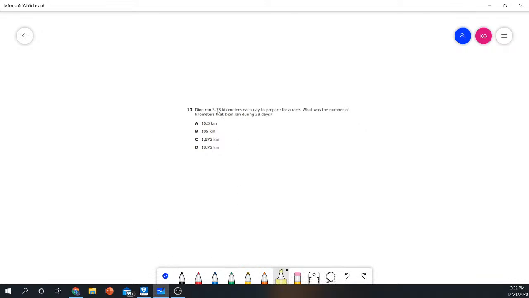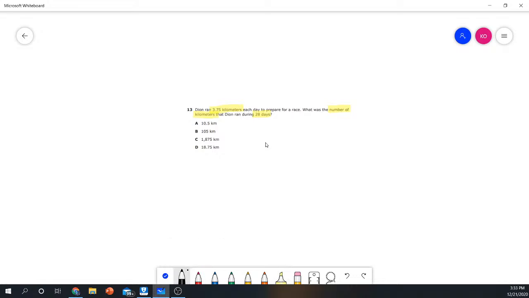So, as always, let's start reading the question. And as we read, let's highlight any key information. Dion ran 3.75 kilometers each day to prepare for a race. What was the number of kilometers that Dion ran during 28 days?